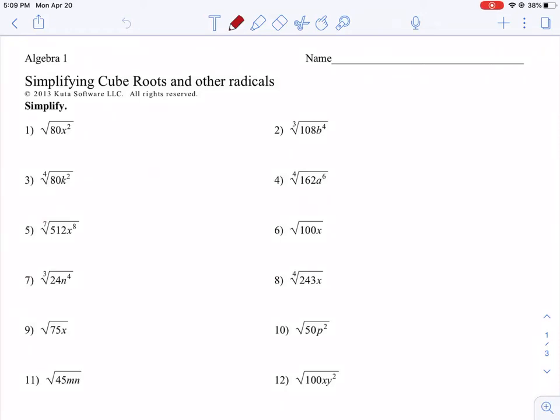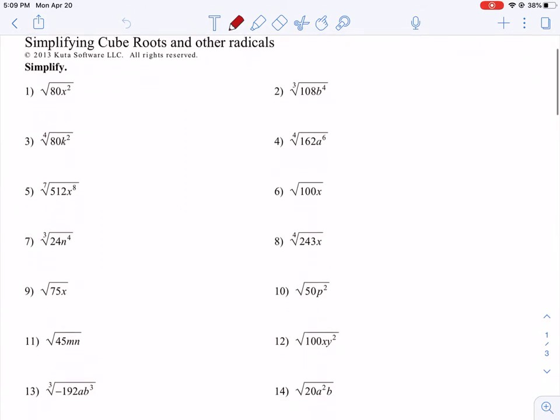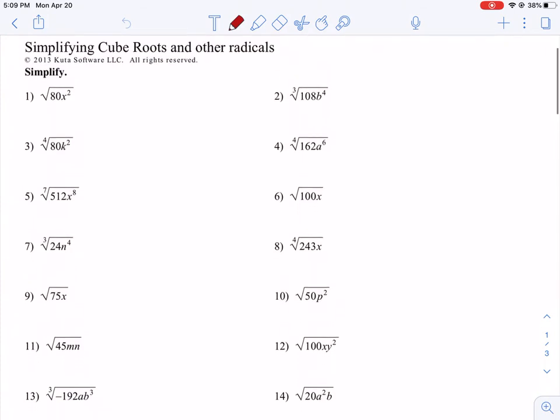Today we're going to be talking about simplifying cube roots and other radicals. There are several videos on the channel already, in the Khan Academy tutorial or in the Kuta software tutorial, about how to simplify square roots. So the main emphasis of this video is cube roots and higher. If you need some help with square roots, there are other resources available.